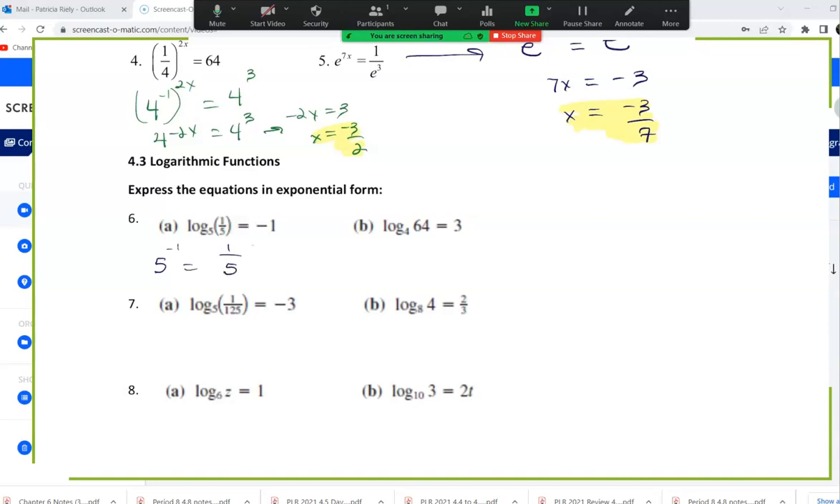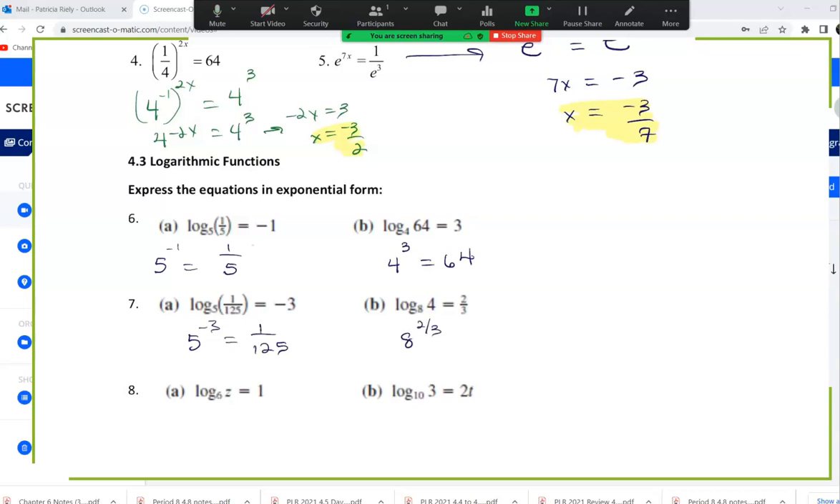Okay, I don't need to do anything else other than to express it in exponential form. Next one, my base is 4. Logs equal exponents. 3 is the exponent, and that has to equal 64. Okay, there's nothing to solve here. You're just rearranging. And you should see that these terms are indeed equal to each other.